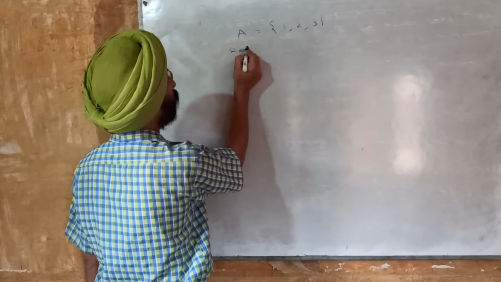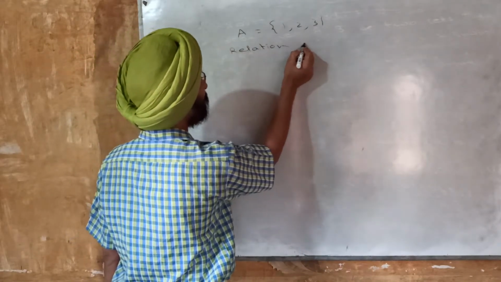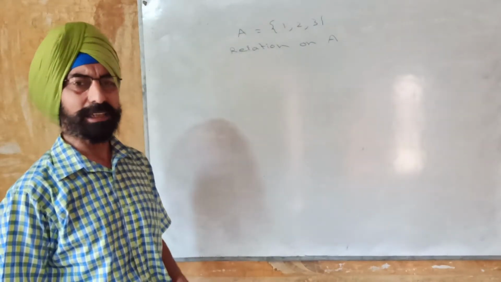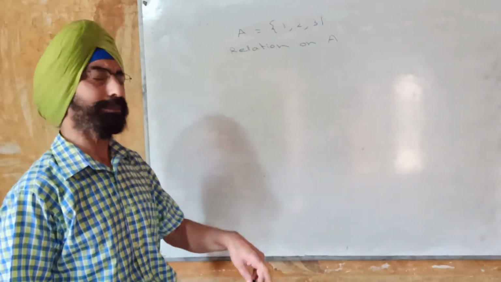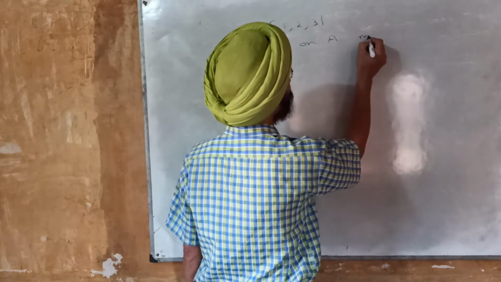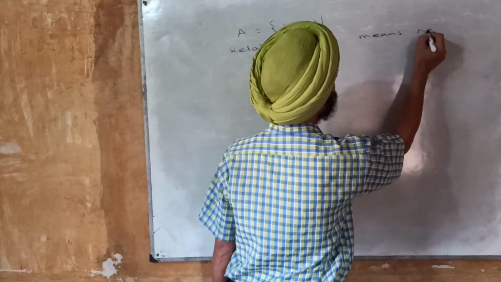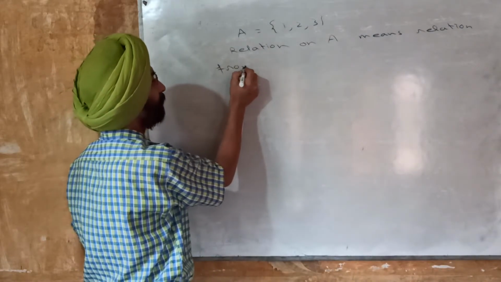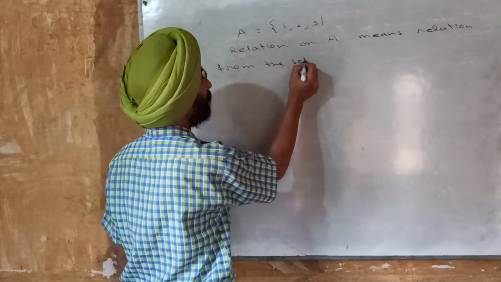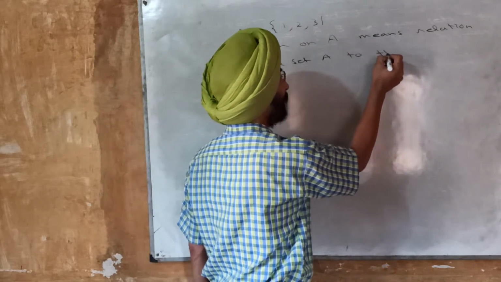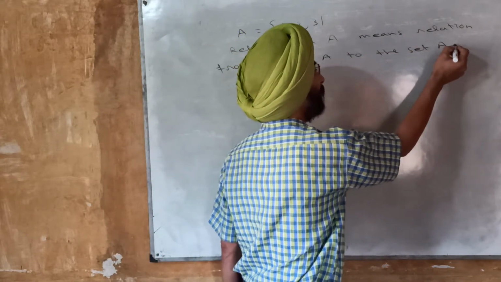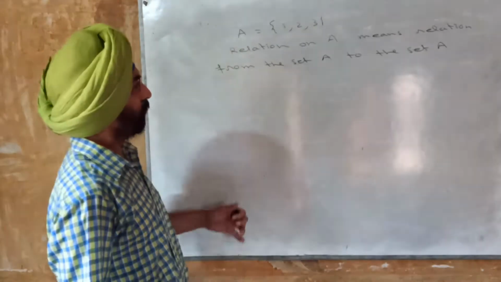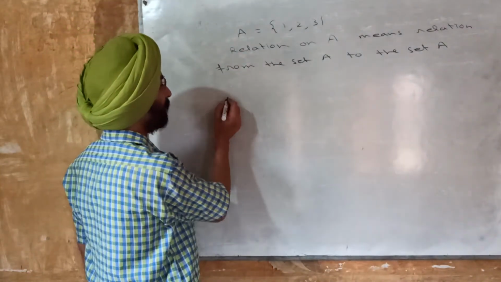A relation on A means a relation from the set A to the same set A. That means here we are taking the two sets as the same set. Now, consider some relation.